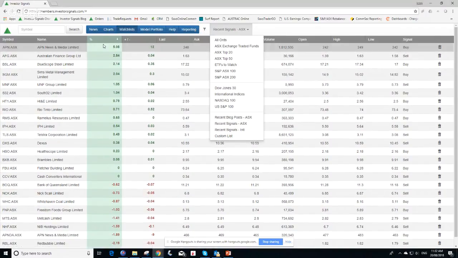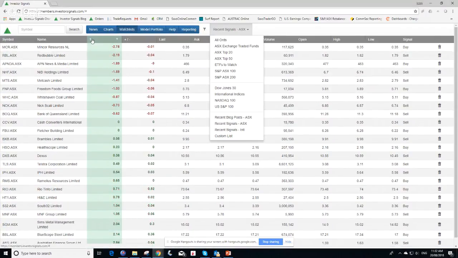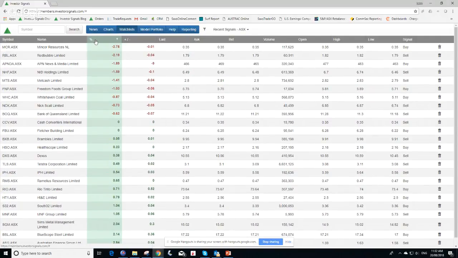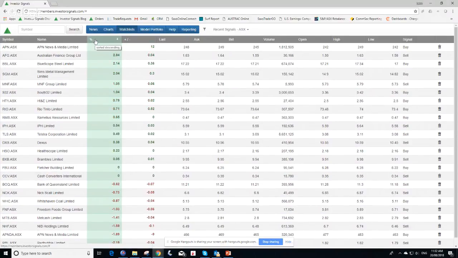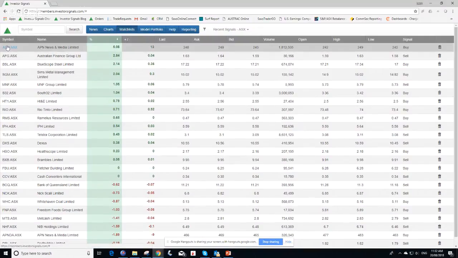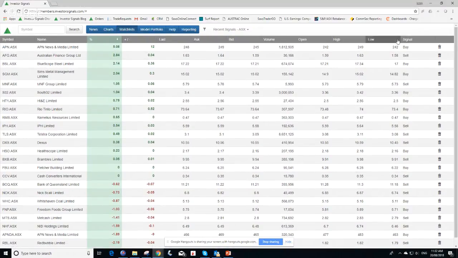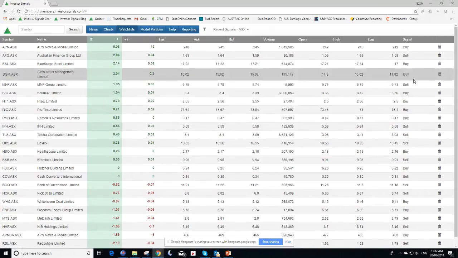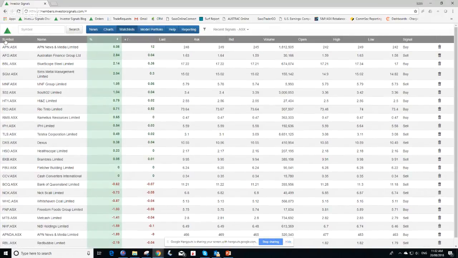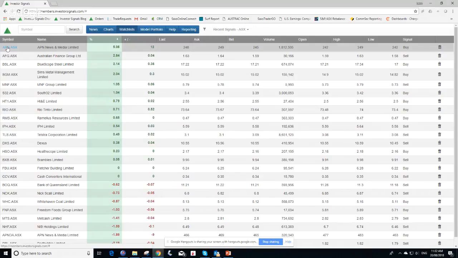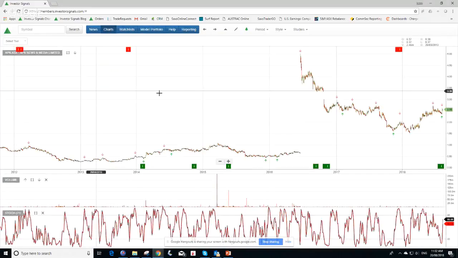So all these columns across the top are interactive, so you can sort by percentage, greatest loss to the top or gains to the top, and all the columns. So for example, if you click there, you can sort alphabetically. Over on the right here, it has whether it's under buy or sell conditions. What we're going to do today is click on the first stock in the list and use the toggle arrow up on the top of the charts here, and we're going to move through these recent signals and make a note of the stocks that we want to bring across to our watch list.